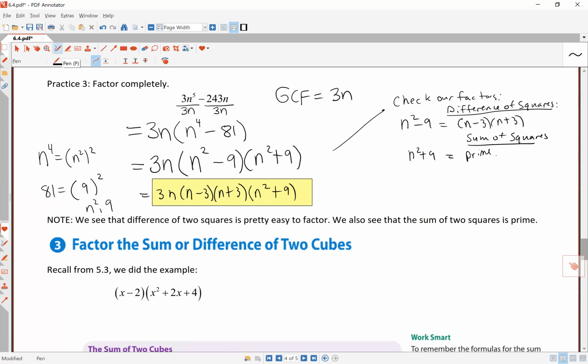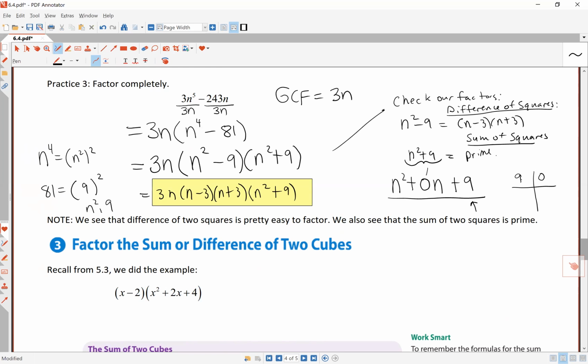Note, we see that the difference of squares is pretty easy to factor. We also see that the sum of two squares is prime. It seems like when you look at n squared plus 9 that you should be able to factor it. But remember, this n squared plus 9 is like a 0 in front of the n in the middle plus 9. And when we factor trinomials, we say the product of two numbers, that's 9, that adds to then 0.